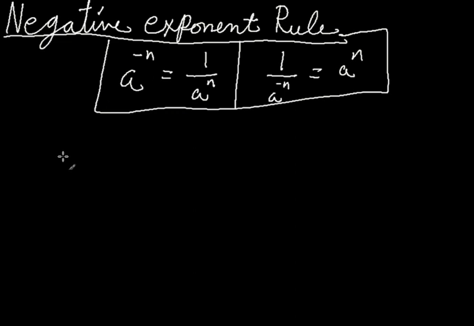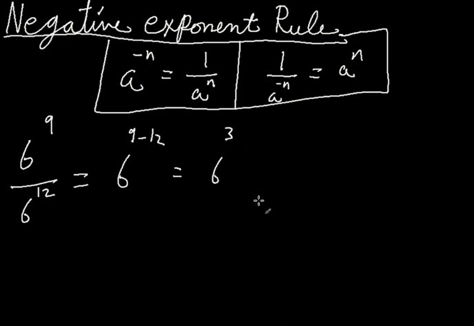Let's look at some examples to make sure that we understand what we're talking about. Let's do 6 to the 9th over 6 to the 12th and see what we get. So by the quotient rule, I would have 6 to the 9 minus 12. And 9 minus 12 is negative 3. So now I have 6 to the negative third because I have 9 minus a larger number, which is 12. And by the negative exponent rule, this is going to be 1 over 6 to the third.